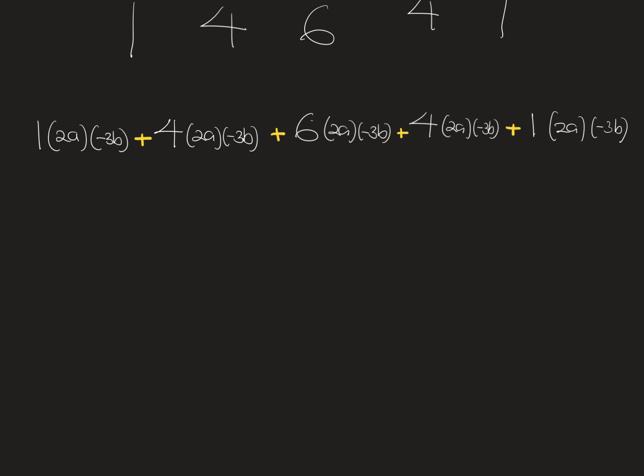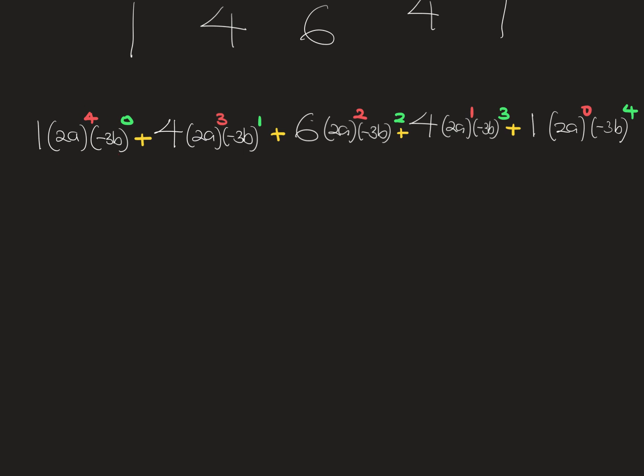Since it's to the power 4, one of them has to go in descending order, so from 4, then to 3, 2, 1, 0. And the other one will go in ascending order, so that will be 0, 1, 2, 3, 4.